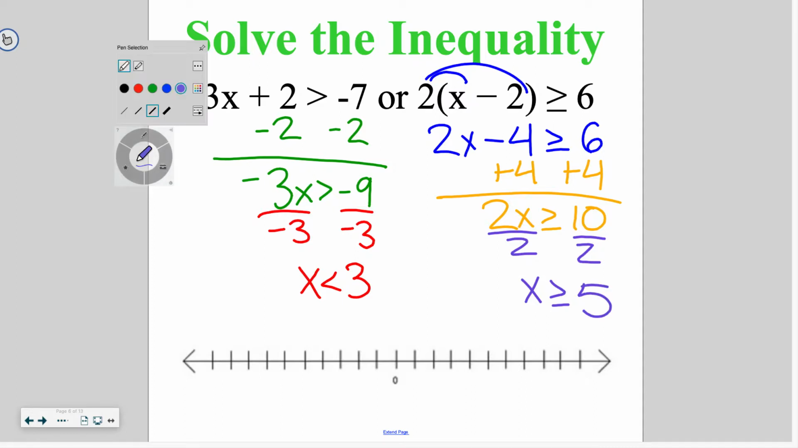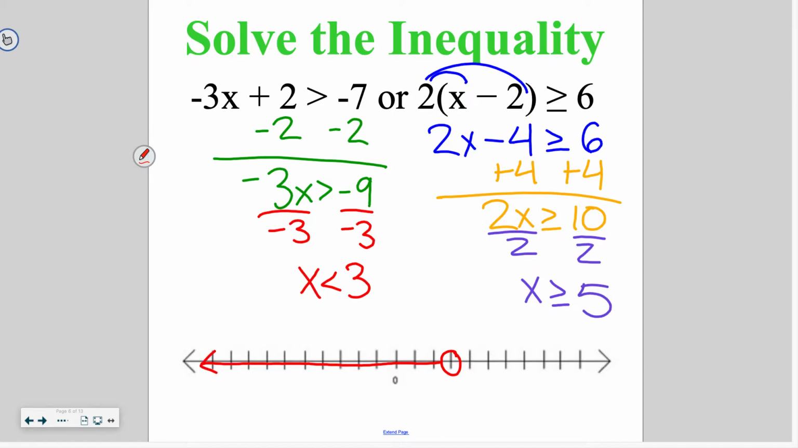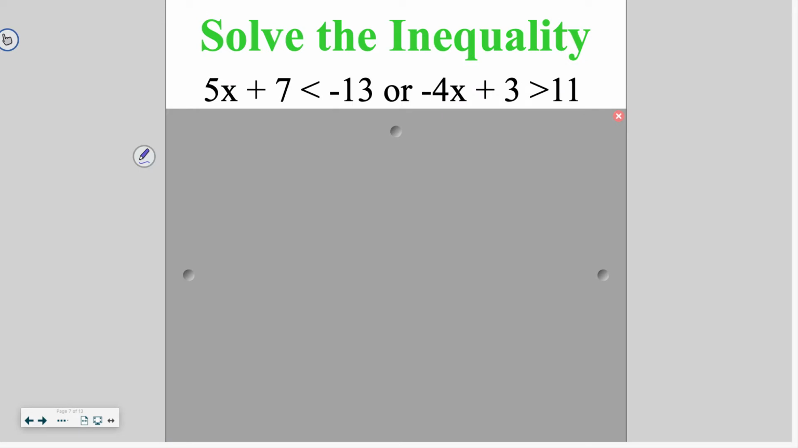So when I come back to graph this first one, we've got x is less than 3. So we go over to 3, put our open circle, and then everything less than that is going to the left. For the second one, we've got x is greater than or equal to 5. So we come over to 5, put our closed circle, and then everything to the right of that. So that is our solution to this particular union or compound inequality. Go ahead and try this one on your own.